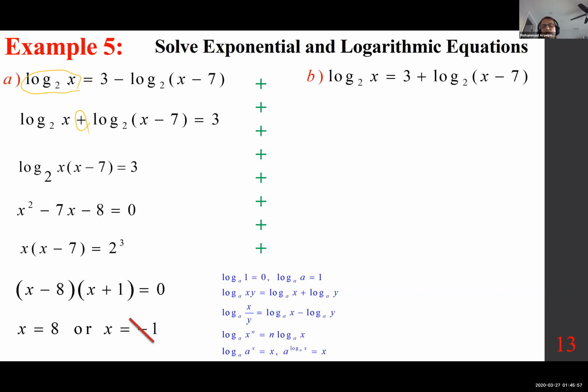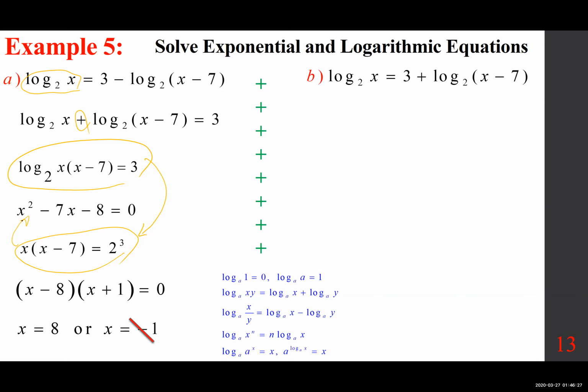Okay? Professor, I have a question about A. How did you get from log 2x times x minus 7 equals 3, how did you get an 8 in the next line right below that? From the 2 cubed. First of all, you okay with this one, right? Yeah. So from here, I went to here. And then here, right? By definition of exponential, the argument is 2 cubed. x times x minus 7 is 2 cubed. Do we see that?